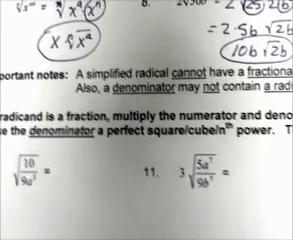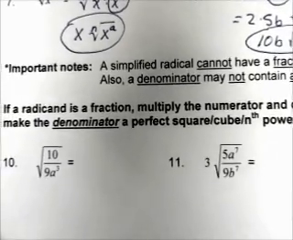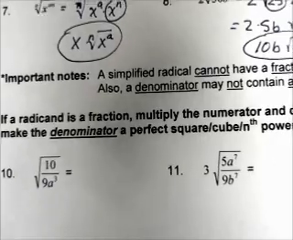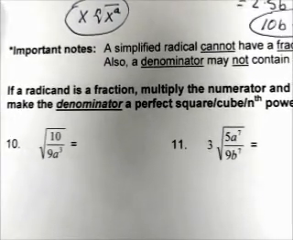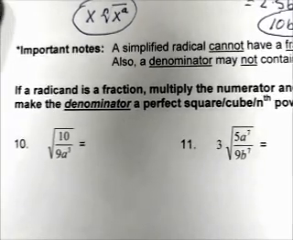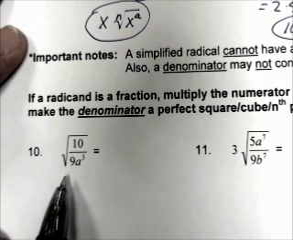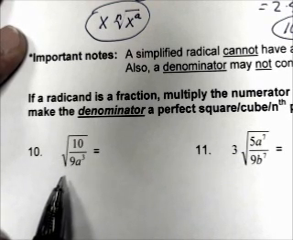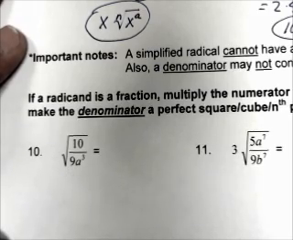It's important to note, a simplified radical cannot have a fractional radicand. Also, a denominator may not contain a radical. If a radicand is a fraction, multiply the numerator and denominator by the value which will make the denominator a perfect square, cube, or nth power. Then take the root. So our focus is that we cannot have a fraction in which the denominator contains a radical.